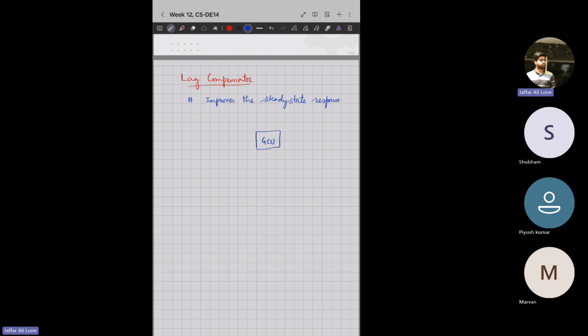So what do you do? There is a controller K, this is your plant, there is negative feedback, and there is some output Y. The open loop transfer function is K G(s). G(s) is a transfer function with some zeros and some poles, so we can write it as (s plus z1)(s plus z2) and so on up to (s plus zn), divided by poles p1, p2, and so on up to pn.